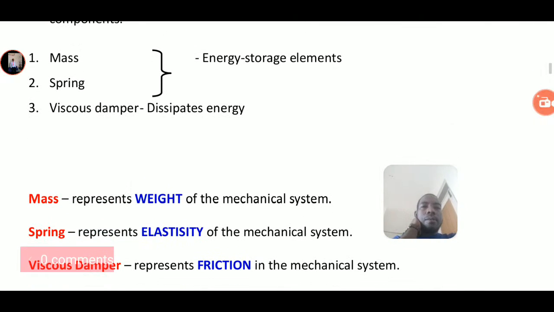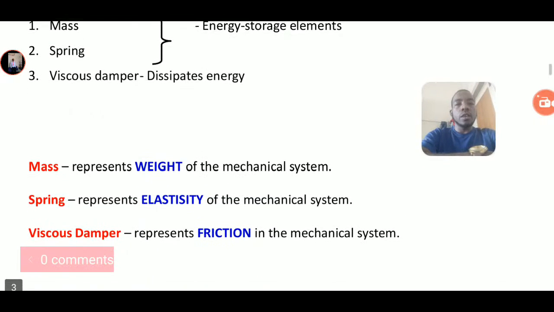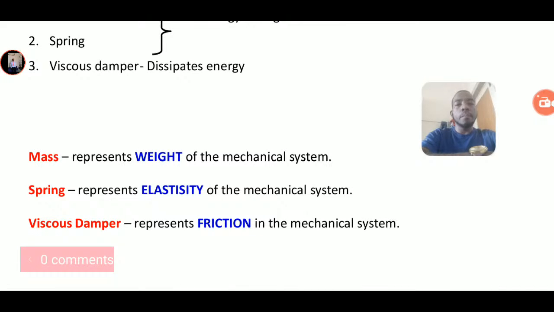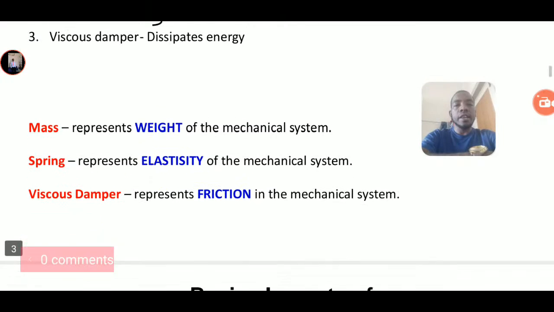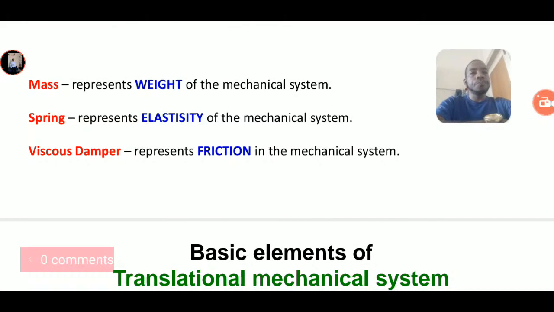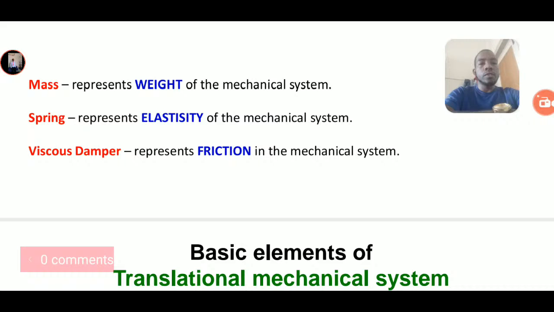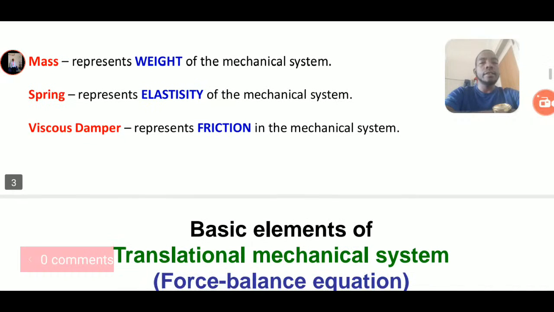Mass represents the weight of the mechanical system, whereas spring represents the elasticity of the mechanical system. And the viscous damper represents the friction in the mechanical system. This is very important in the translational mechanical system.